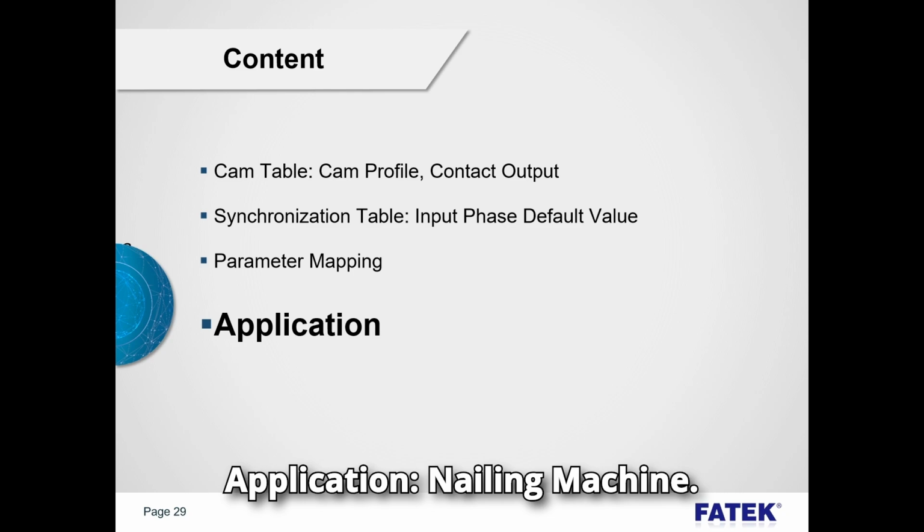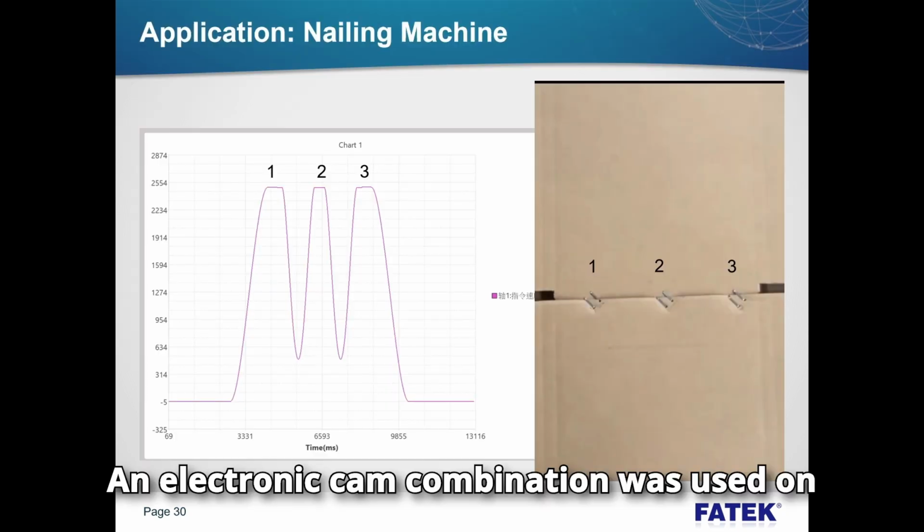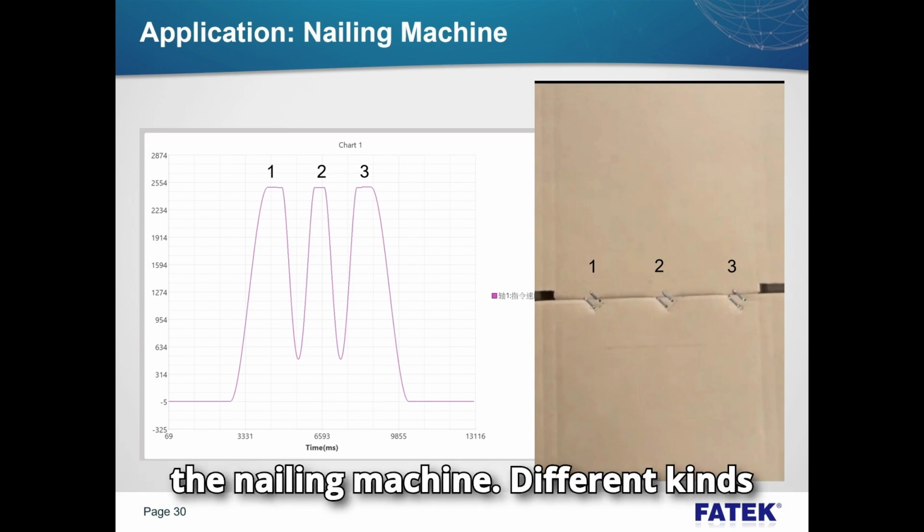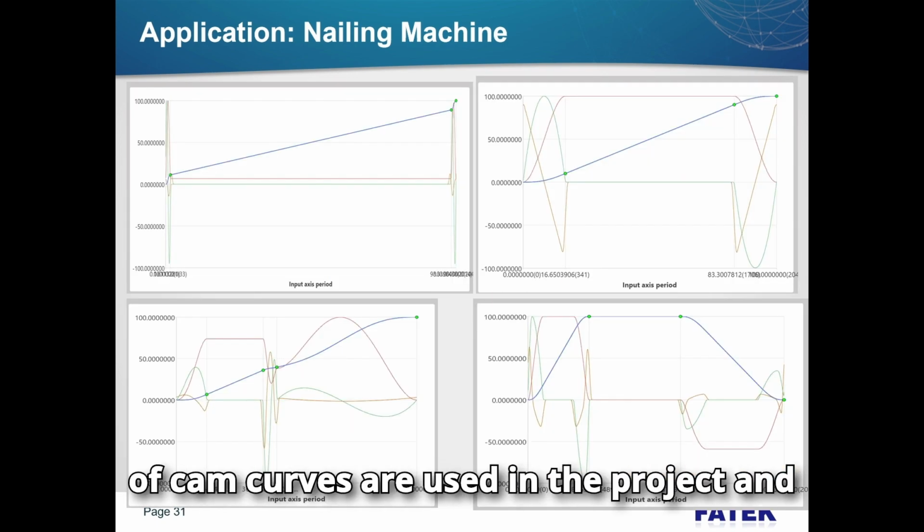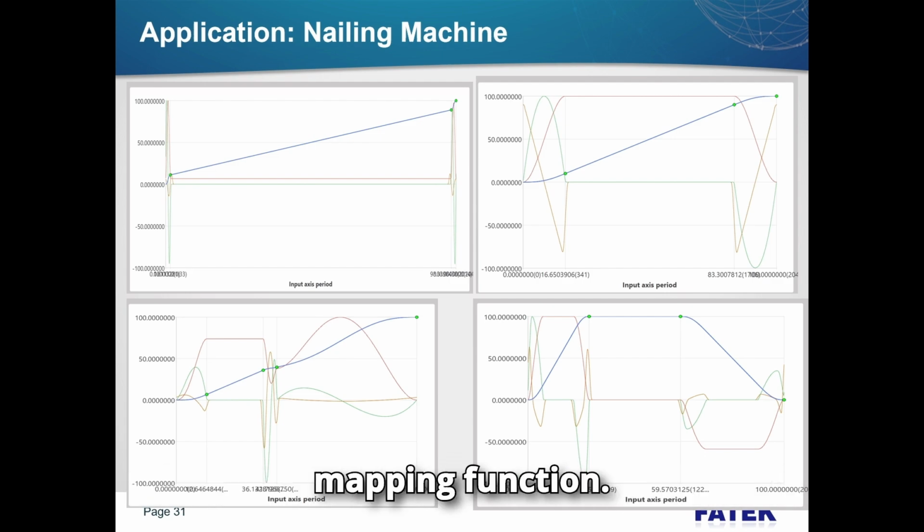Application: Nailing machine. An electronic cam combination was used on the nailing machine. Different kinds of cam curves are used in the project, and the cam number is switched using the mapping function.